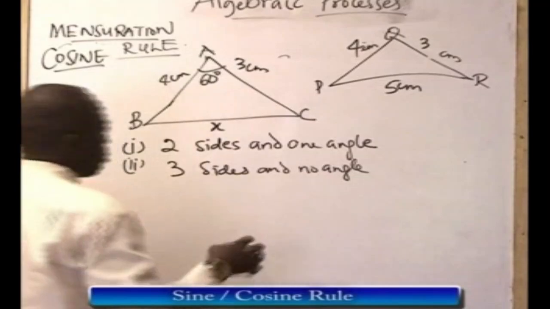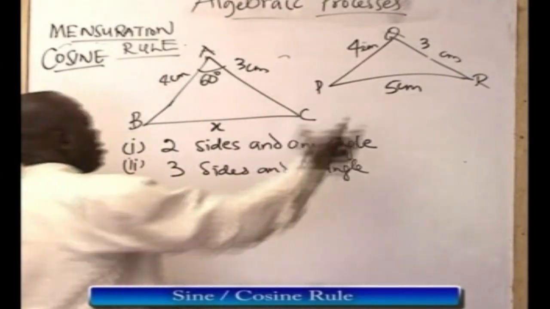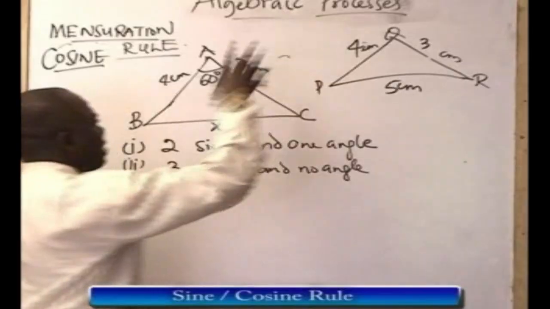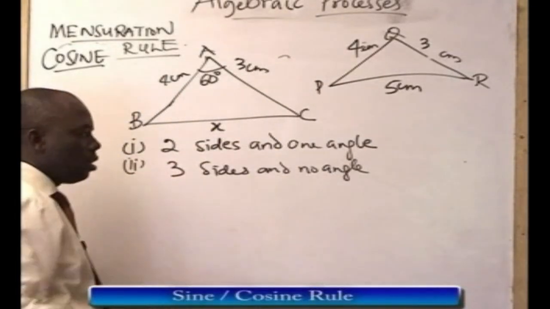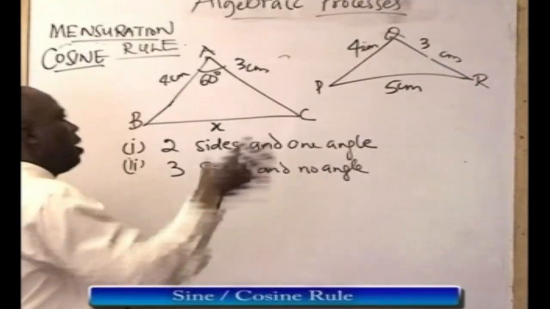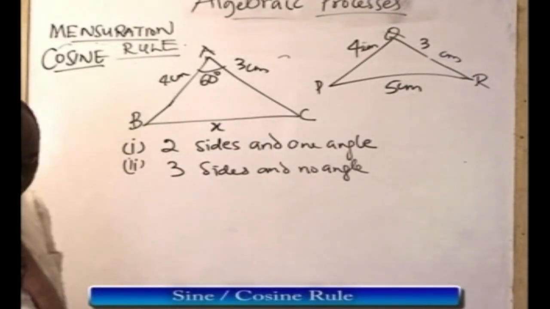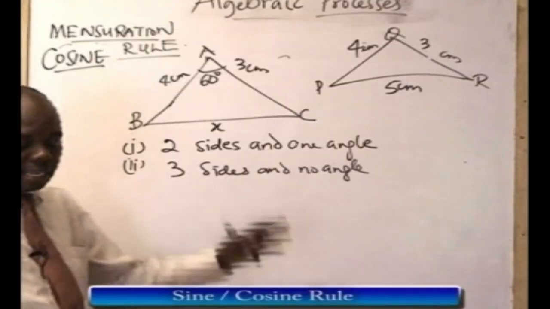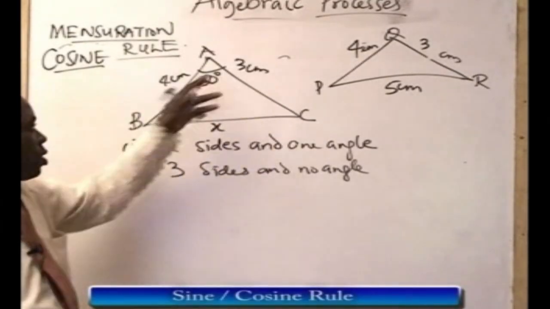Another situation that calls for the use of the cosine rule is where the triangle you are presented with has three sides and no angle, and you have been asked to determine any of the angles. So in the first case, we will determine the value of x, which is small a.